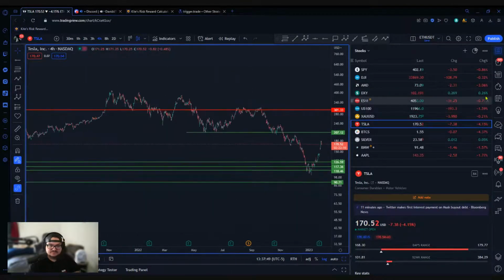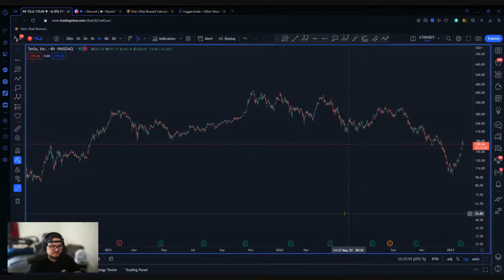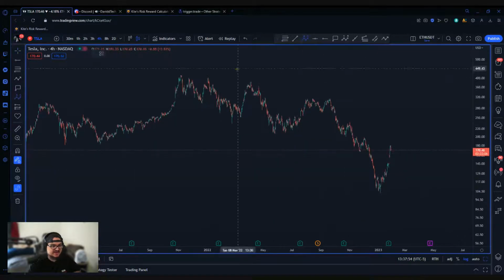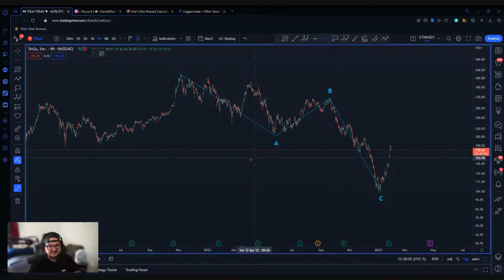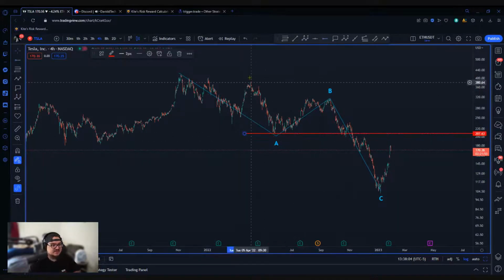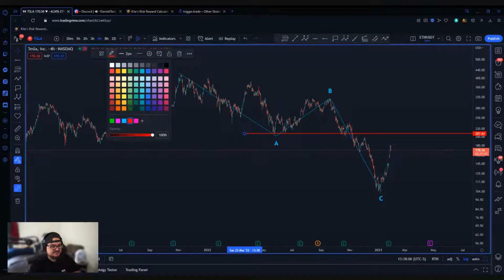So for Tesla, we do have this larger A, B, C for an A, B, C for a B. We have a larger C here. Now, does this mean it's done? Possibly.